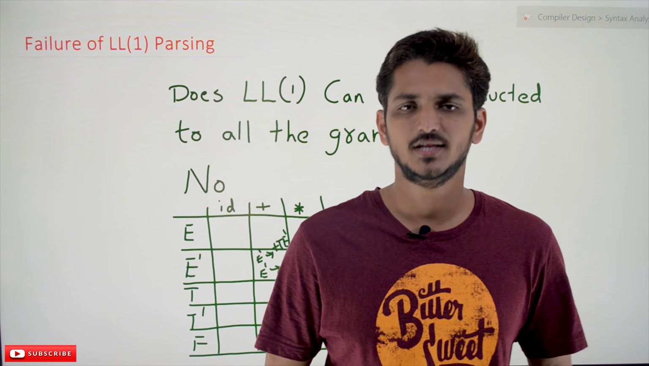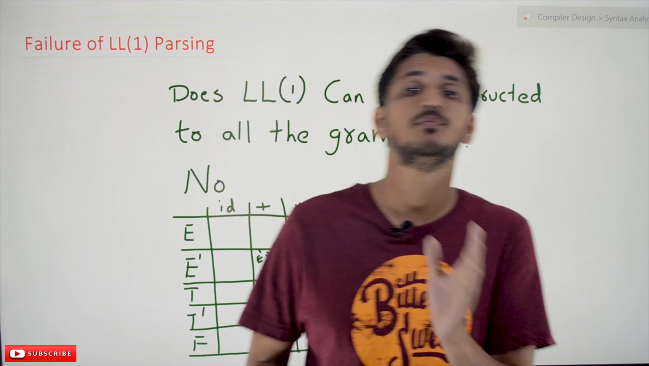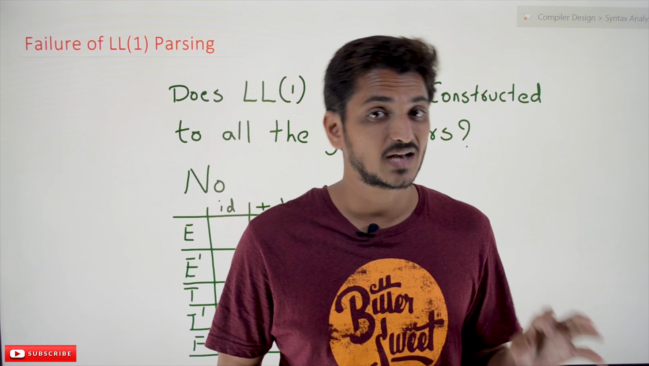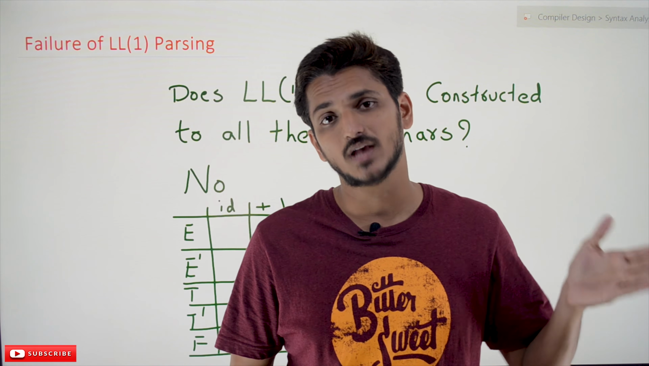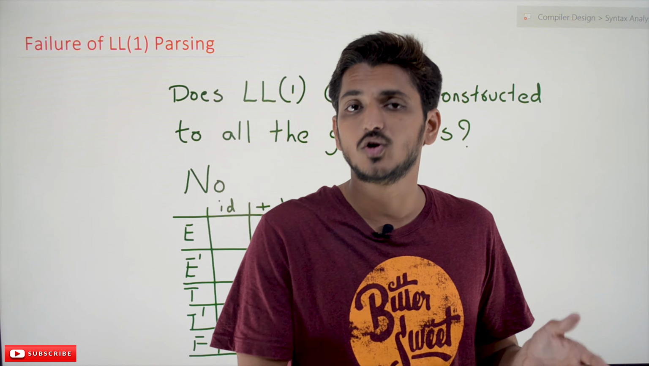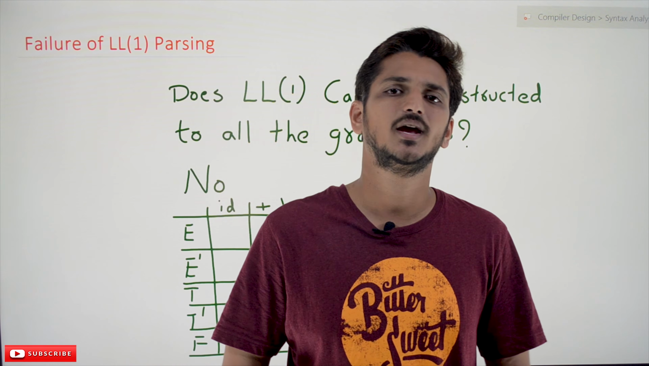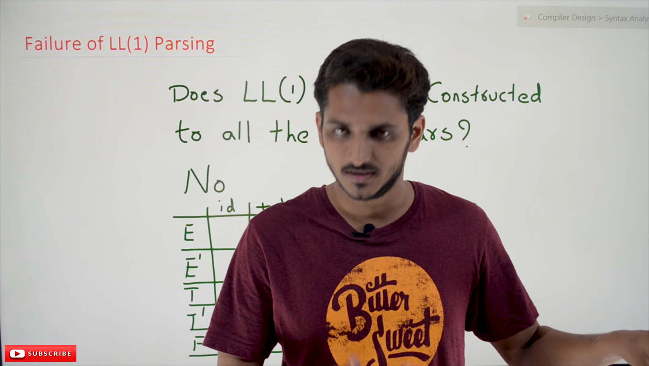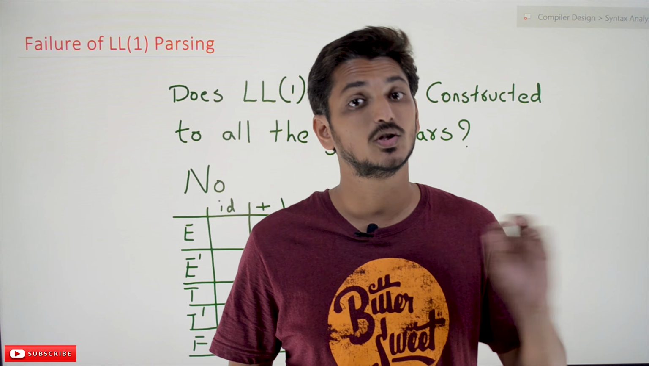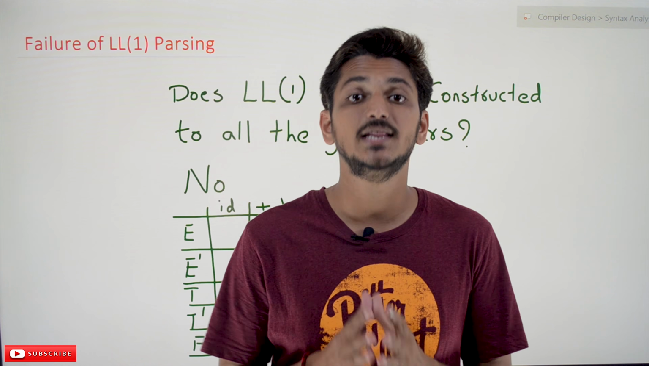I am Raghu here. In this class, we will discuss the failure case of LL1 parsing. In our previous classes, we already discussed how to construct the table for LL1, and how we use the table to do parsing for the given input string, acceptance of the input string. This is a continuation class. Please watch those classes and come back here. The link for the playlist is provided in the description below.